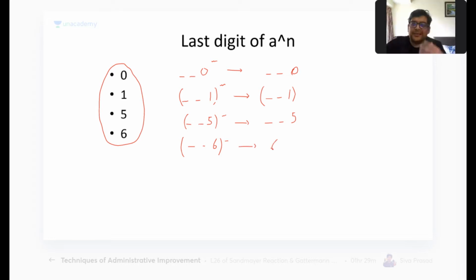So for these four cases, that is for numbers ending in 0, 1, 5, or 6, there is nothing extra that you need to do. All you need to do is look at the last digit for the initial part, and that will lead you to the final answer. Are you guys okay with this particular case?